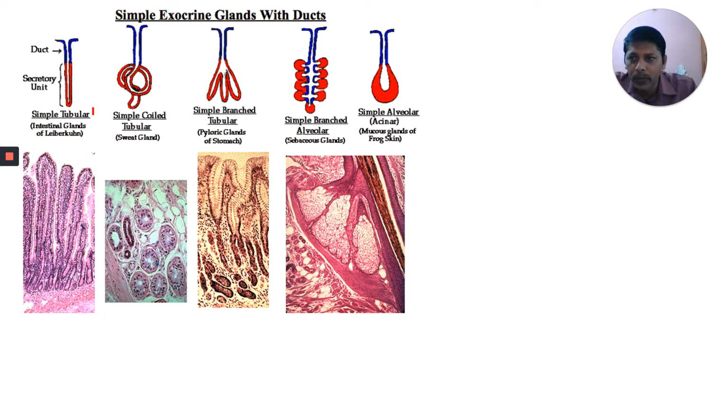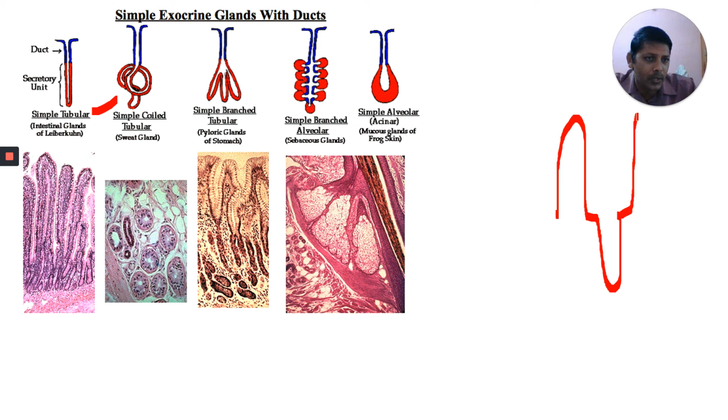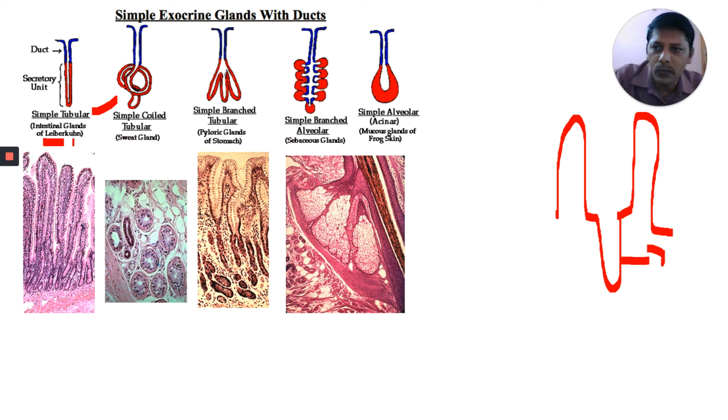Simple tubular glands, example intestinal glands of Lieberkühn, the structure is like this. Crypts of Lieberkühn are present: if this is one villus, here there is one structure. Crypt means pit. In between, this is another villus. Between the two villi there is one crypt, meaning pit. This is the intestinal gland of Lieberkühn.